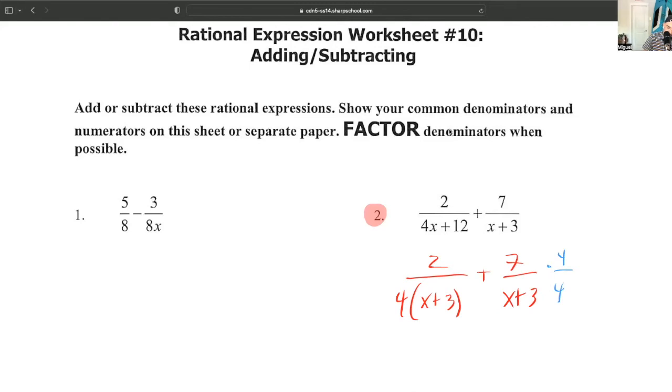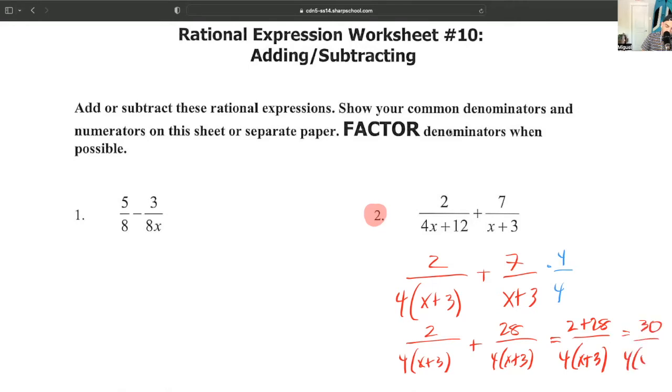Now, what would that give us? I have 2 over 4 times x plus 3 plus 28 over 4 times x plus 3. And that's the goal. Because look at that. Now we have common denominators. Now we have accomplished what we needed to do with fractions, get common denominators, and now we can just add across. So we can go ahead and add the 2 and the 28 with that denominator 4 times x plus 3. And that gives me 30 over 4 times x plus 3.